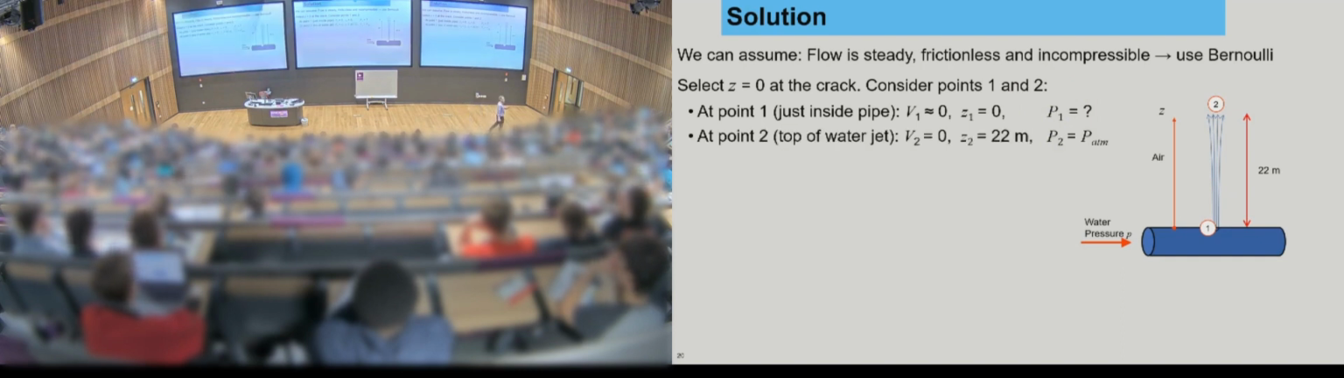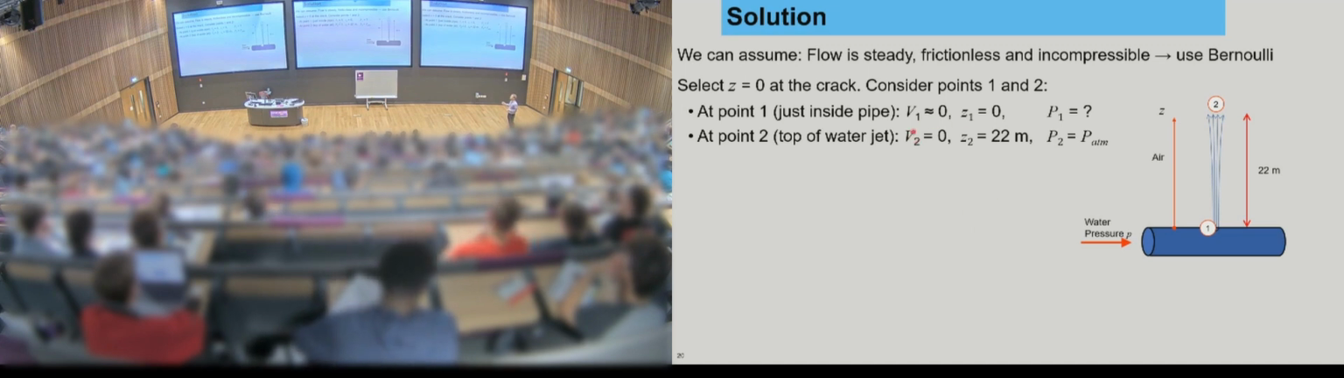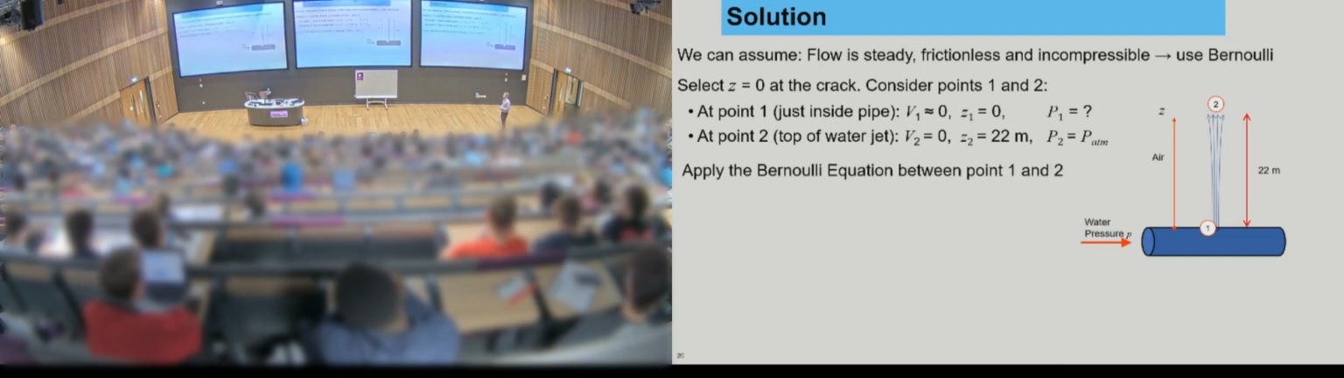At the top of the jet, we know that the water has come to a stop. So the velocity there, V2, is also equal to 0. But the height now is 22 meters, which is given in the question, and by definition the water is now in the air, it's a spray. So the pressure is at atmospheric pressure. So we've basically got all of the information that we need to do the question.